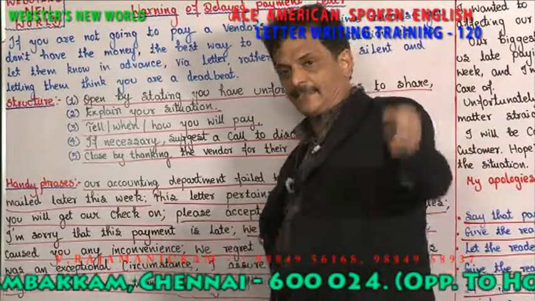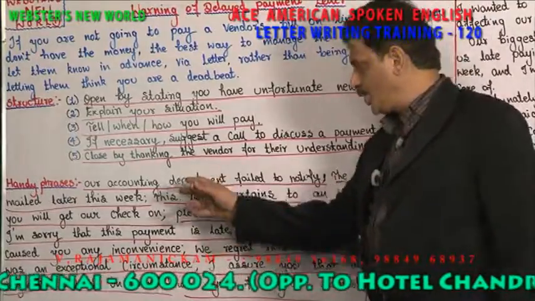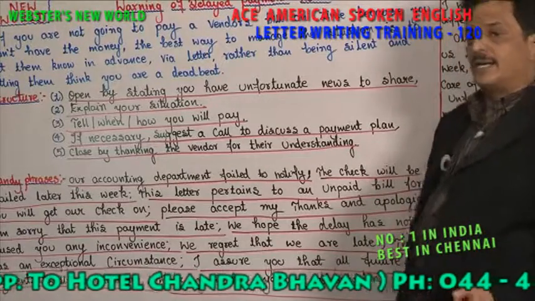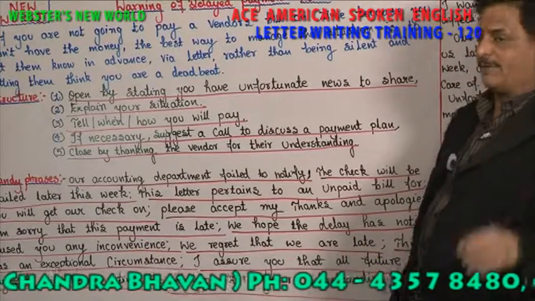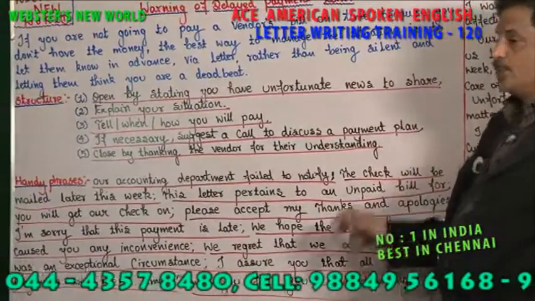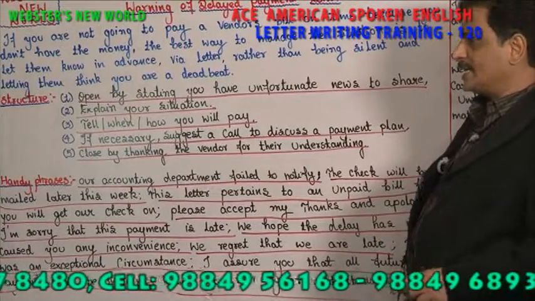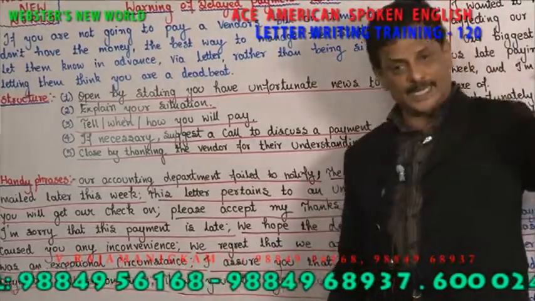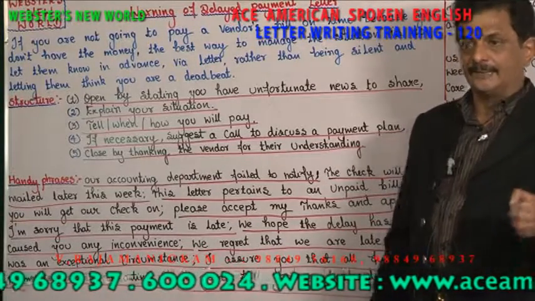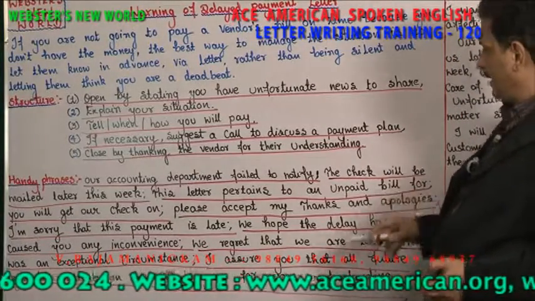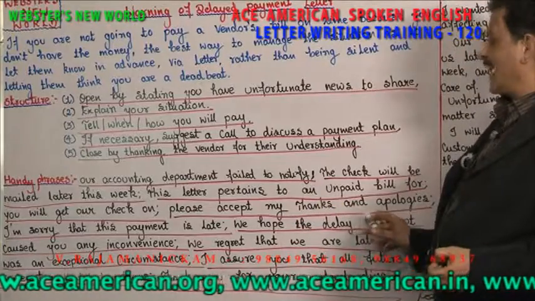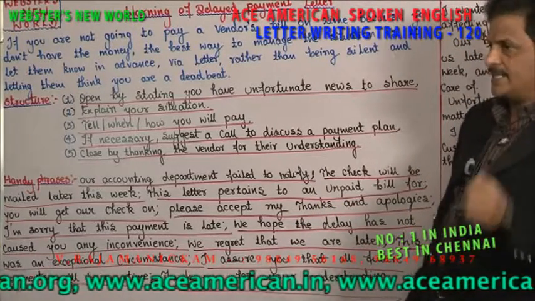So, handy phrases. The phrases in the letter should be: number 1, our accounting department failed to notify. So our accounting department failed to mention that we have to pay the amount to you, so we have forgotten. The check will be mailed later this week. The check, CHEQUE is British, CHECK is American, right? The check will be mailed to you later this week. This letter pertains to an unpaid bill for, so I am writing this letter pertaining to the non-payment of my earlier bill. You will get our check on this particular date. Please accept my thanks and apologies. Please accept my thanks. Please accept my apologies.